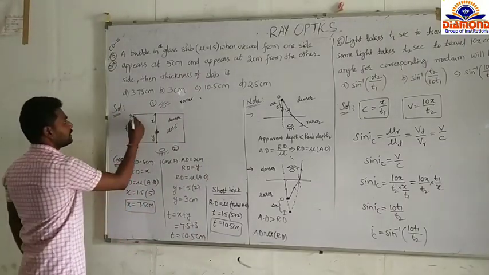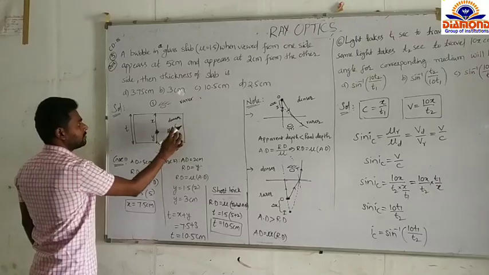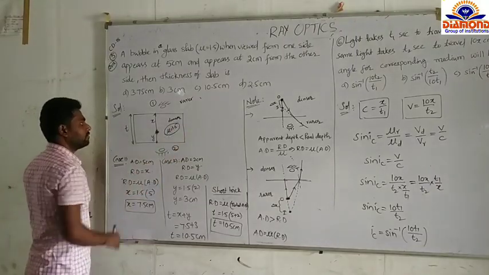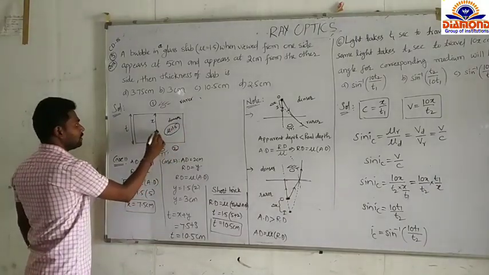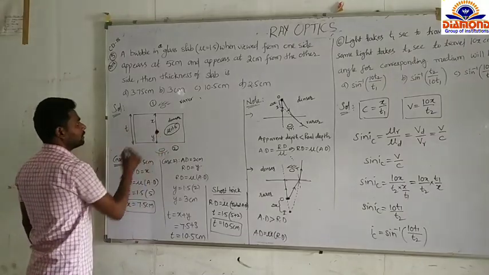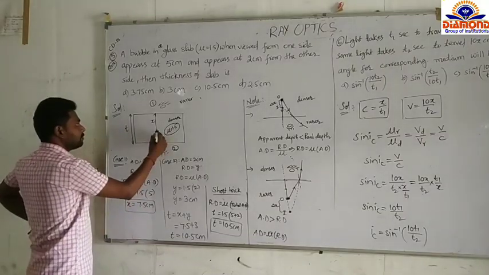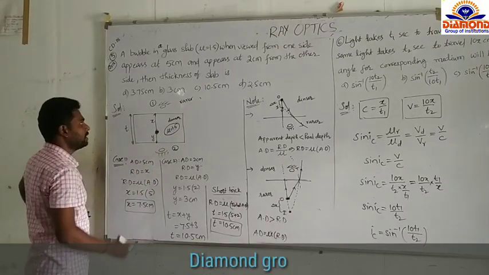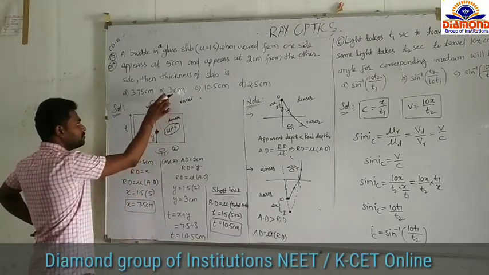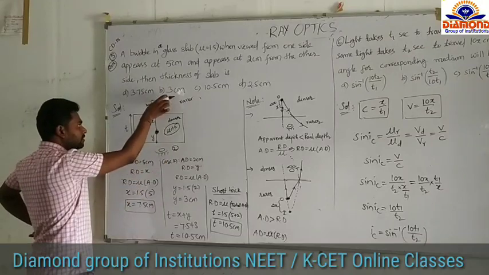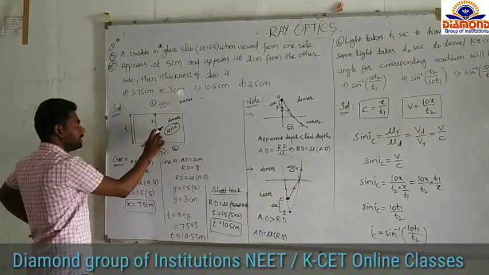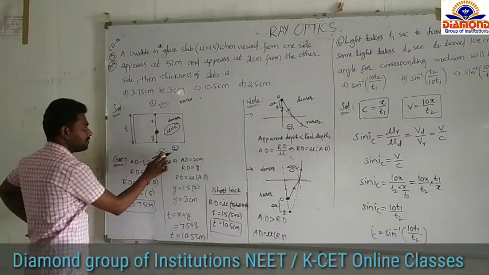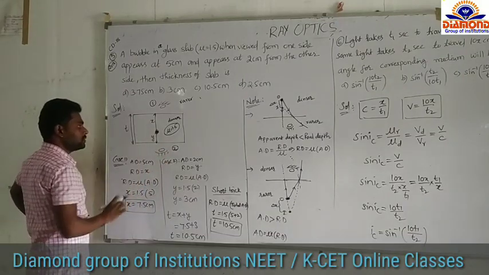Now see, this is the glass slab. The glass slab's refractive index is mu equals 1.5. Now here we have the bubble. The actual distance of the bubble from this end is x and the actual distance of the bubble from this end is y, and we are viewing from this end and this end. If you are viewing from this end, it is appearing at 5 centimeters. If you are viewing from this end, it appears at 2 centimeters.